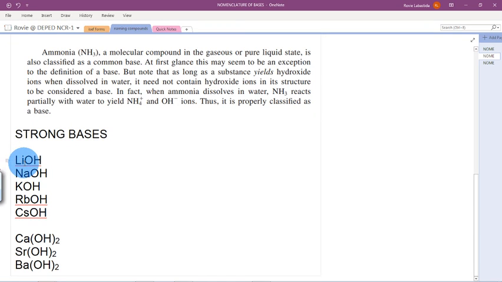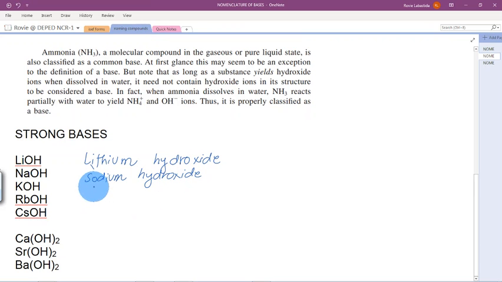Let us first name the metal Li. That is lithium. So, the name for the metal is lithium. And then let's add the word hydroxide. So the name for this base is actually lithium hydroxide. How about NaOH? What is the name of the metal Na? That is correct, sodium. And then add the word hydroxide.